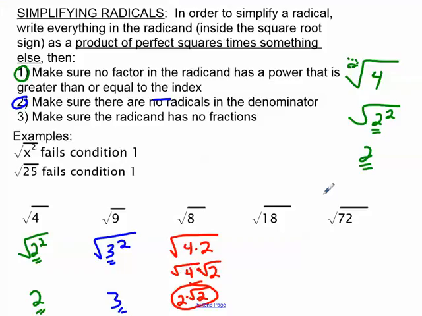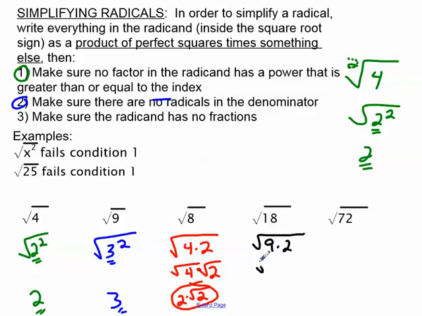Square root of 18. All right, let's see, is 18 a perfect square? It's not. All right, rewrite it as a perfect square times something else. Perfect squares are 1, which doesn't help us. 4 times something. Does 4 go into 18? No. What's the next one? 3 squared is 9. Does 9 go into 18? Yeah. We can rewrite it as 9 times 2.